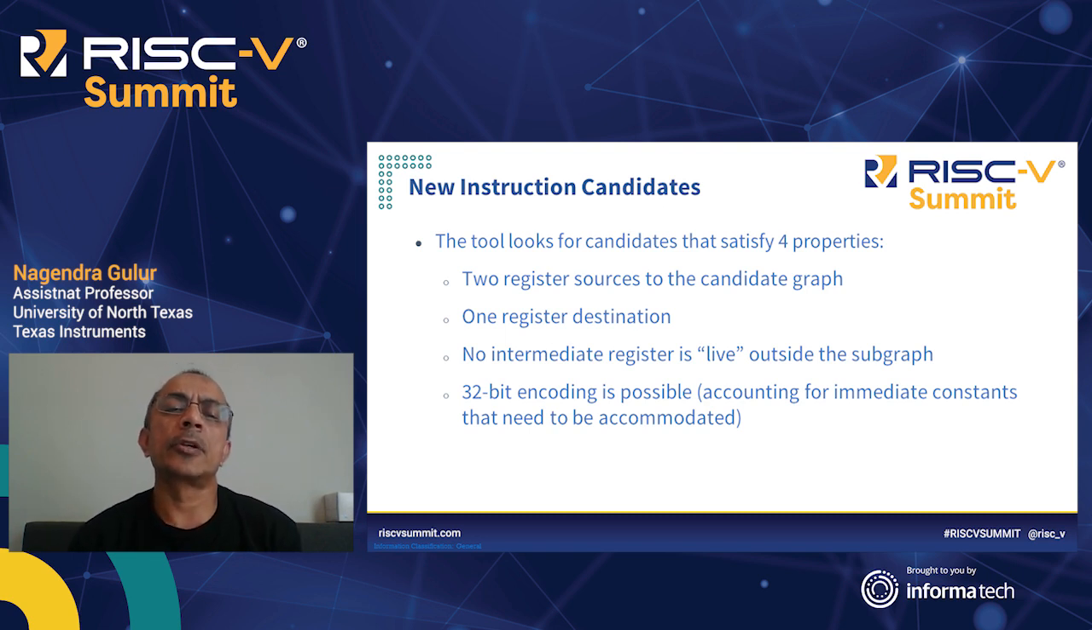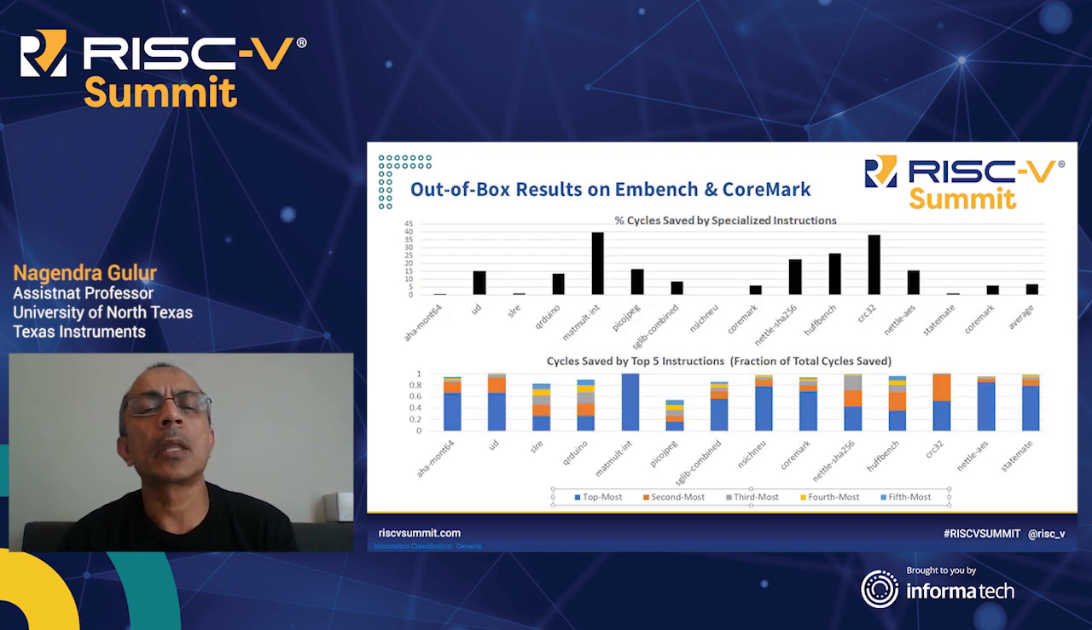And this is essential to make sure that when we replace the entire set of individual instructions by a single new instruction, we would not have violated any functional correctness of the original piece of code. So that's why we impose this restriction. And last but not the least, we want to make sure that only 32-bit encoding is done. That means we also have to ensure that all the immediate constants that the graph requires can be accommodated as well. So that is an additional check that is done by the tool.